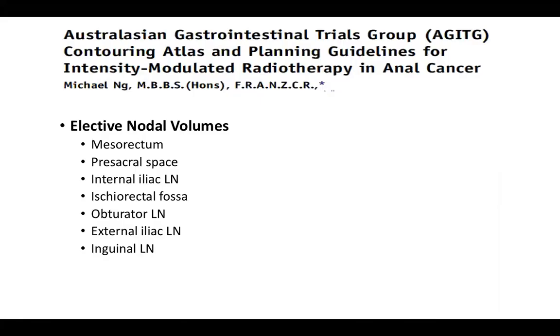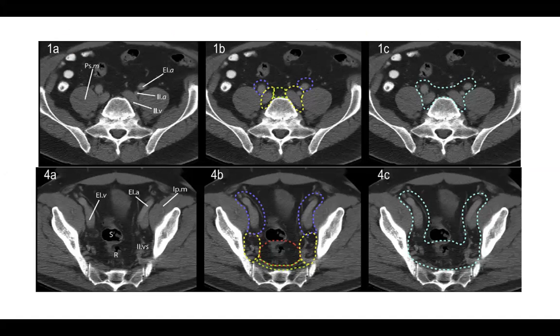So, like I said, the Australasian guidelines are very easy to understand. If somebody really wants to understand, it's very easy. What they did is they started off with a basic CT scan, defined the volumes, and then gave a consolidated CTV as to what to draw.